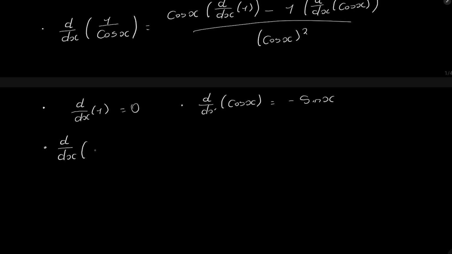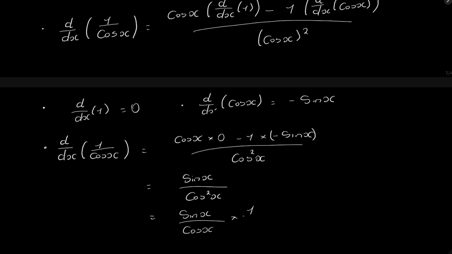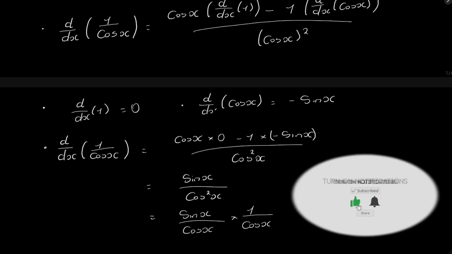So having all these terms, all we need to do is resubstitute inside our initial equation, which is above. That is d on the x of 1 on cos x will now give us cos x times 0 minus 1 times sin x all over cos squared x. Simplifying this, it leaves us with sin x on cos squared x, which is sin x on cos x times 1 on cos x. And what is sin x on cos x? We all know that this is tan x.